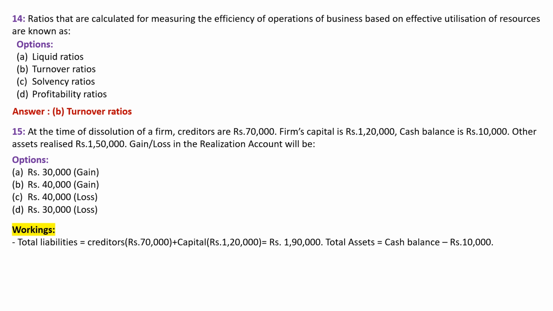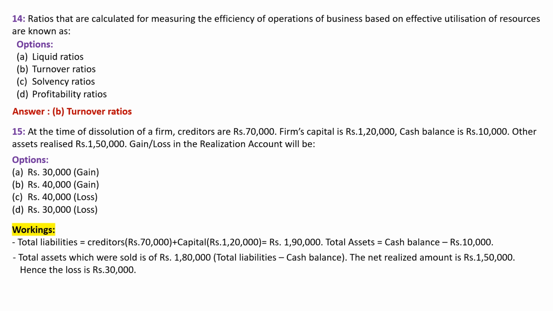And when it comes to assets, you have a cash balance of 10,000. So what is the meaning of that? The total assets which were sold are rupees 1,80,000, right? Because 1,90,000 is the total liabilities, and cash in hand is 10,000. So the difference is 1,80,000. And this 1,80,000 has been sold, and what amount has the firm realized? It's 1,50,000. So what is the net? The net is a loss, right? Because 1,80,000 of assets has been sold for 1,50,000. Hence the answer is D, 30,000 loss.